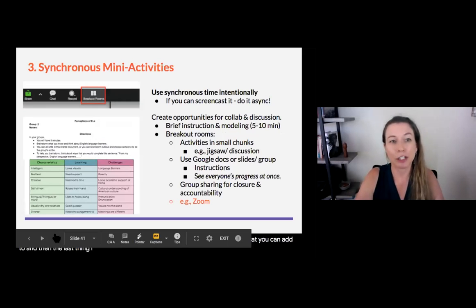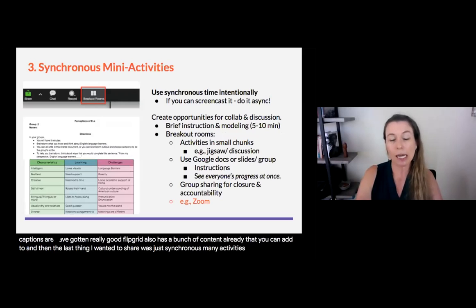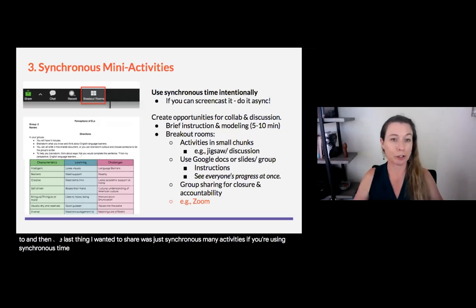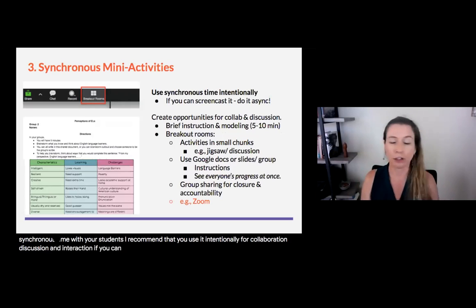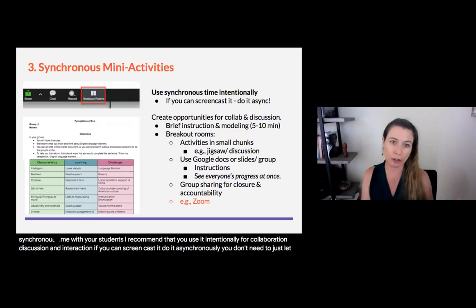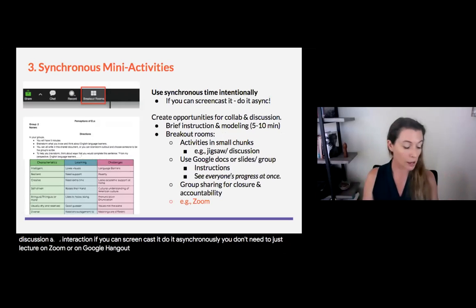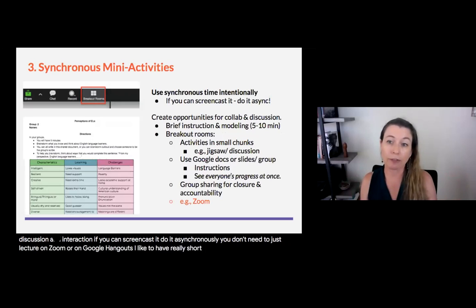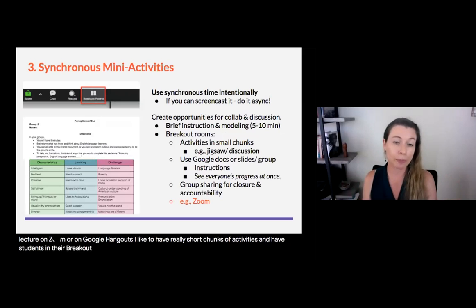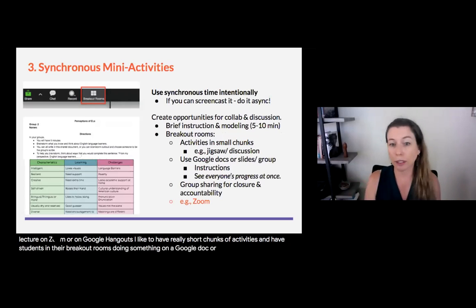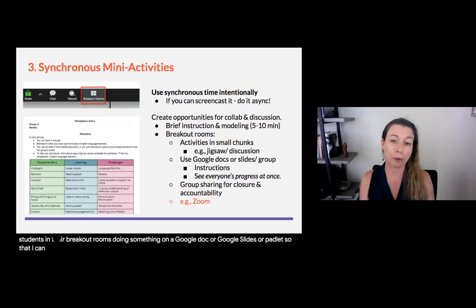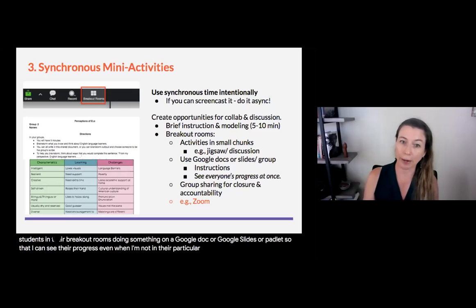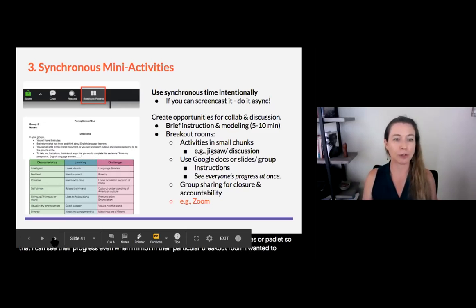And then the last thing I wanted to share was just synchronous mini activities. If you're using synchronous time with your students, I recommend that you use it intentionally for collaboration, discussion, and interaction. If you can screencast it, do it asynchronously. You don't need to just lecture on Zoom or on Google Hangouts. I like to have really short chunks of activities and have students in their breakout rooms doing something on a Google Doc or Google Slides or Padlet, so that I can see their progress even when I'm not in their particular breakout room.